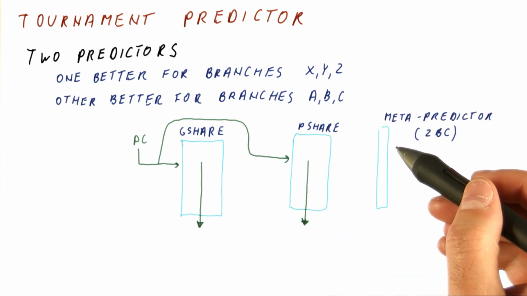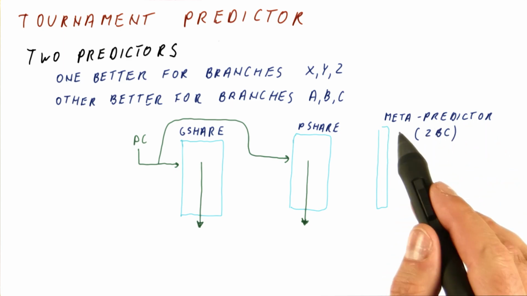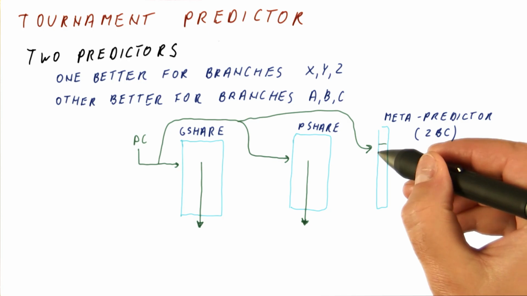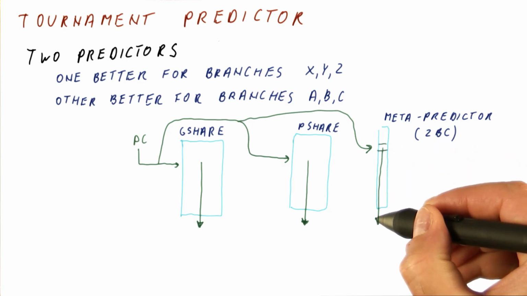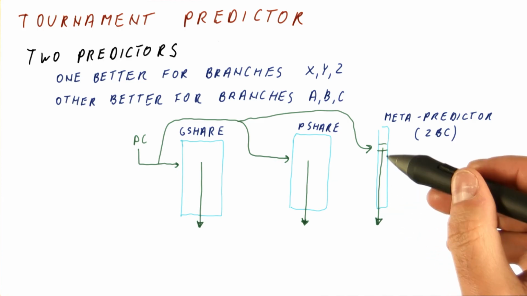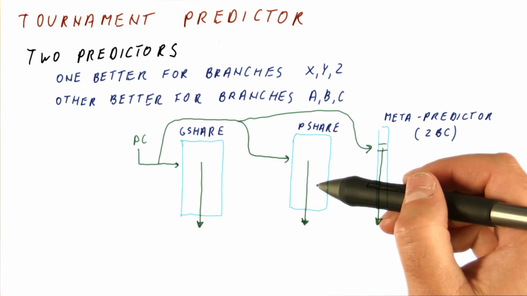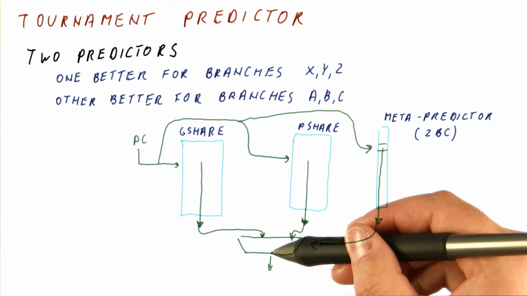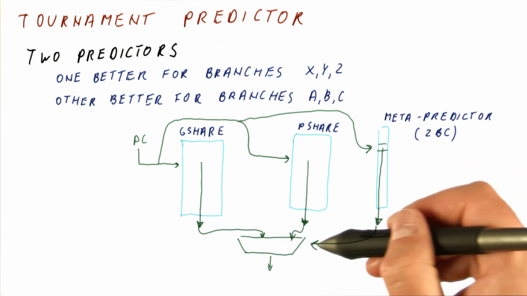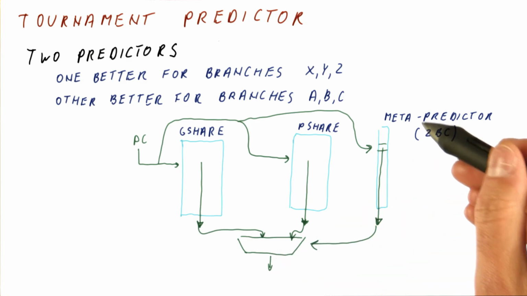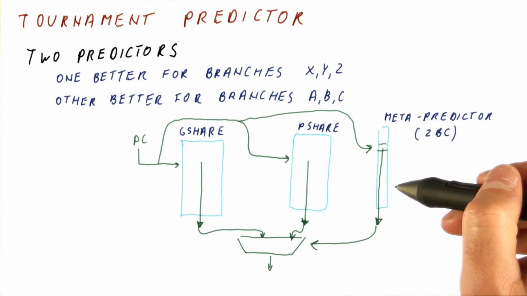The idea of a tournament predictor is to use a so-called meta predictor, which is just an array of 2-bit counters. You also use the PC to index there, and the entry of the meta predictor does not tell you a prediction for the branch. It tells you which of the two predictors is more likely to give an accurate prediction for that branch. So you use this to choose among the two decisions. Pretty much this meta predictor gives you a way to select among the two decisions so that the final outcome is the decision that the meta predictor thinks is a better prediction.